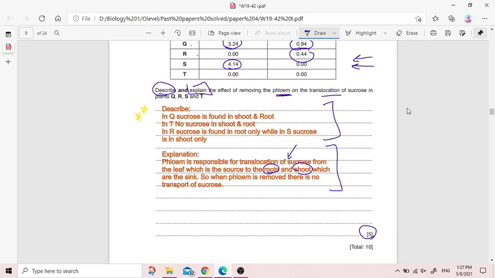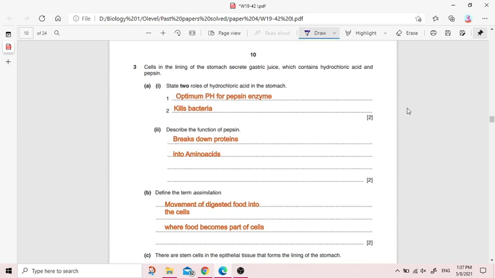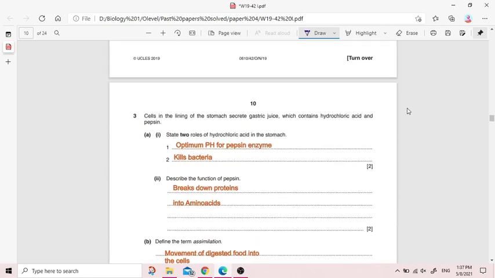طيب. Question number 3. Cells in the lining of the stomach secretes the gastric juice, which contains hydrochloric acid and pepsin. State 2 roles of the hydrochloric acid. ايه الرولز بتاعت ال HCl؟ أول حاجة it gives optimum pH, optimum acidic pH for the pepsin enzyme. Number 2, it is very acidic, so it helps to kill bacteria or kill pathogens. I can also write kill pathogens.